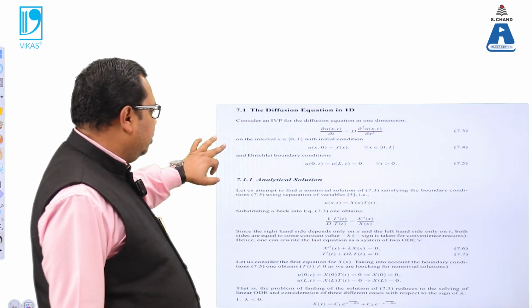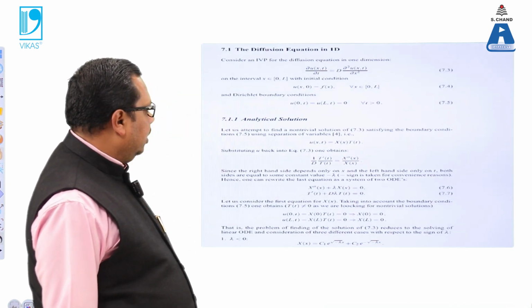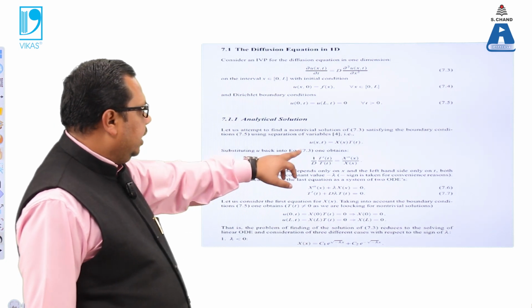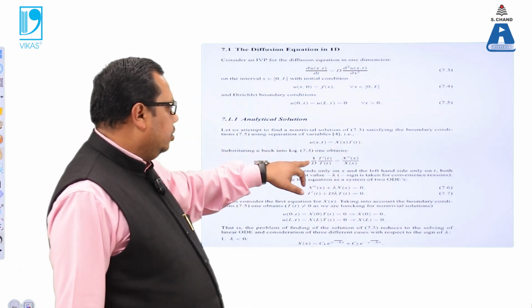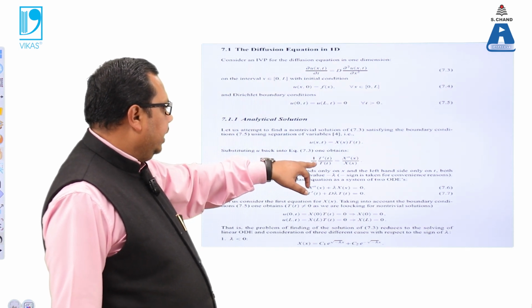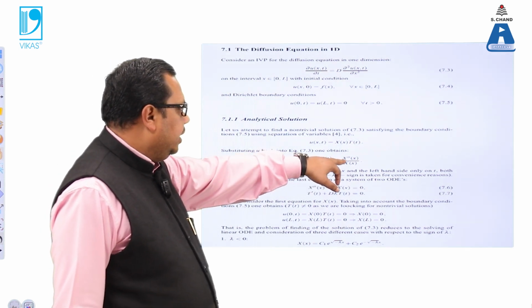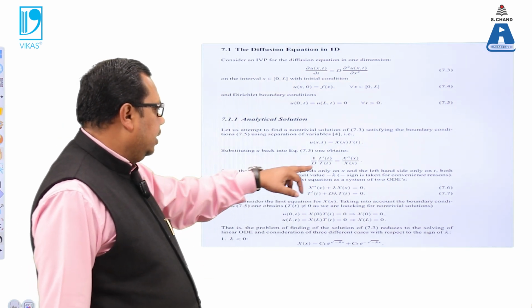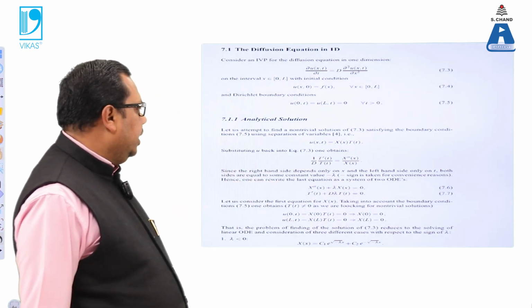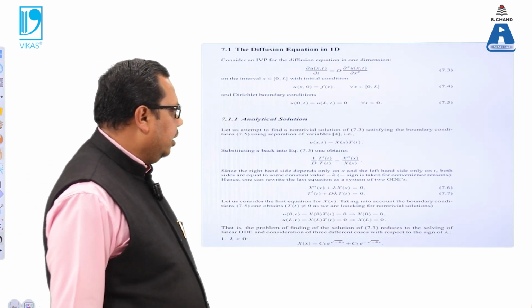Then we have an analytical solution of this. We can use the solution u(x, t) equal to X(x) T(t). So we can write 1 by D, T dash by T, and then X double dash by X. This has a particular value, where we can see that the value is coming in lambda.